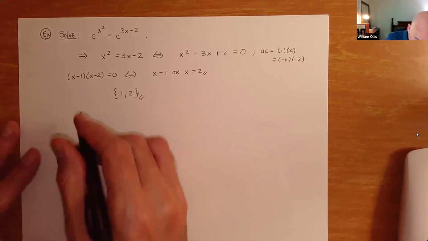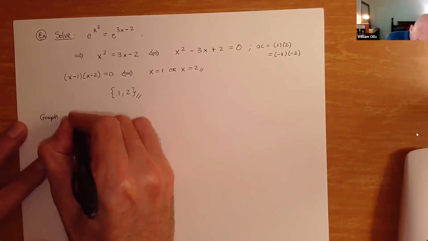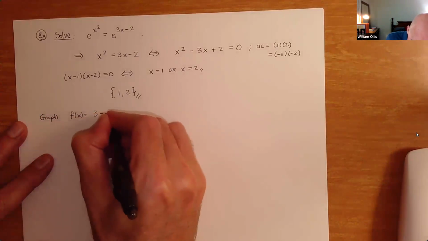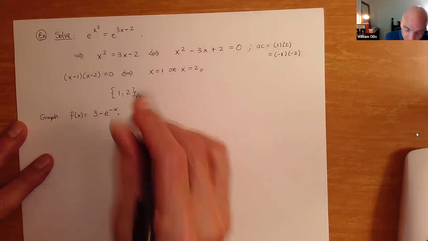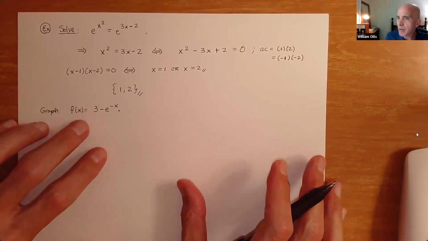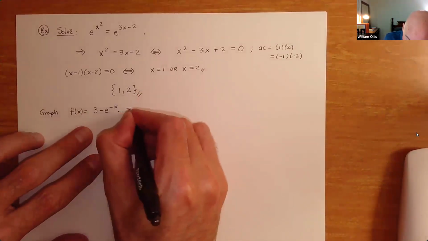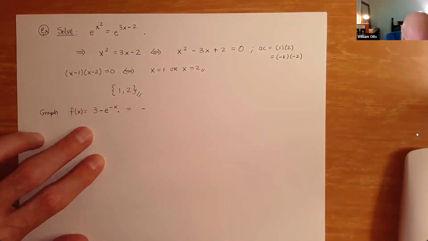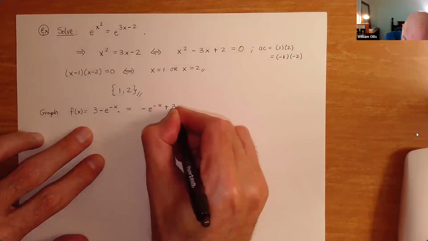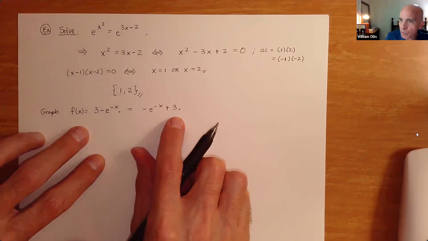So here's an example. We want to graph the following function. We have f of x equals 3 minus e to the negative x. Now, this is not very difficult, but the parent function is new to us. So what we want to do first is just rewrite this. We have the negative, or the additive inverse, of e to the negative x, plus a 3. So we can look at this as two reflections and then an upward vertical shift.